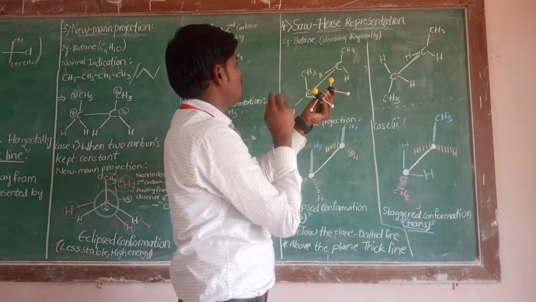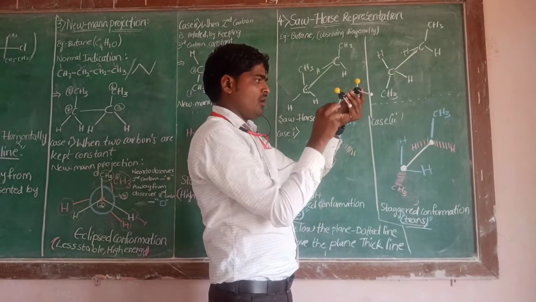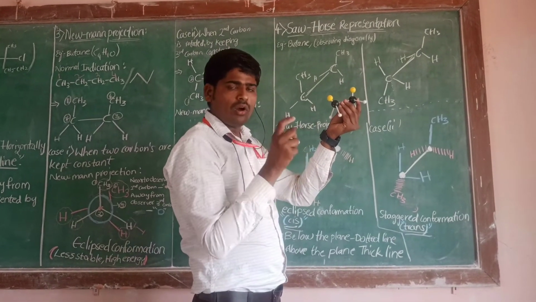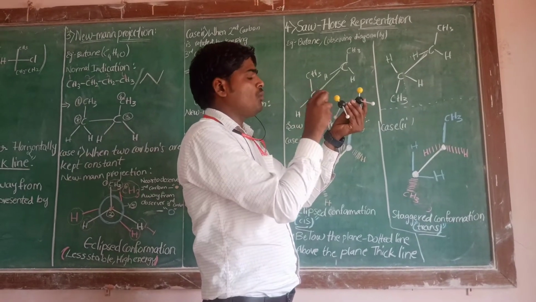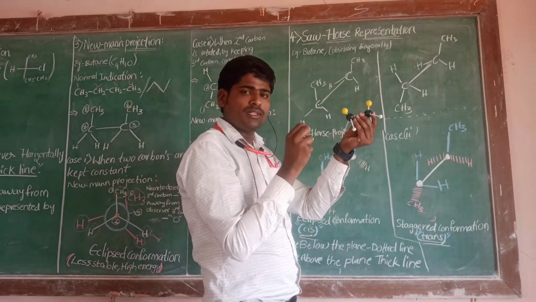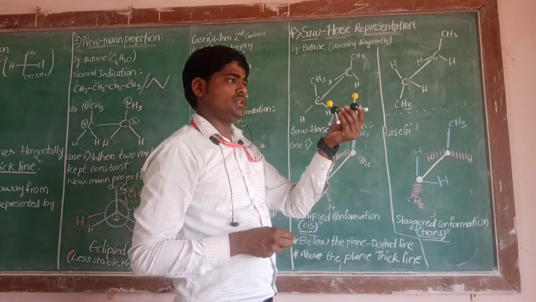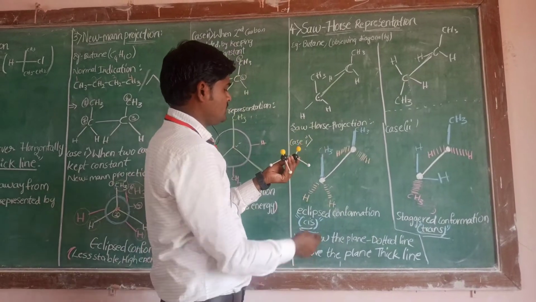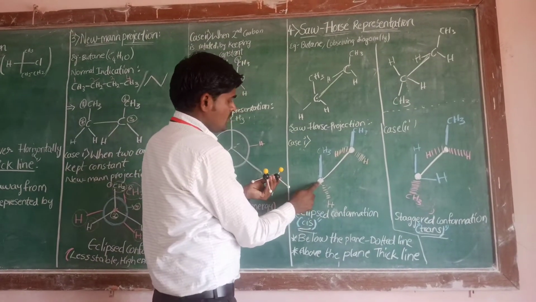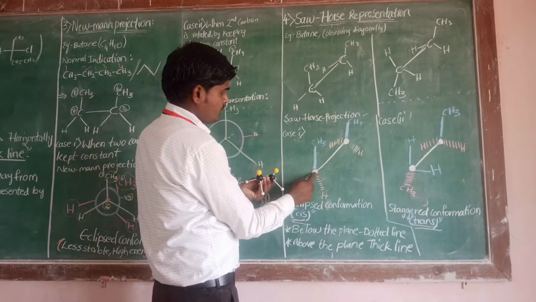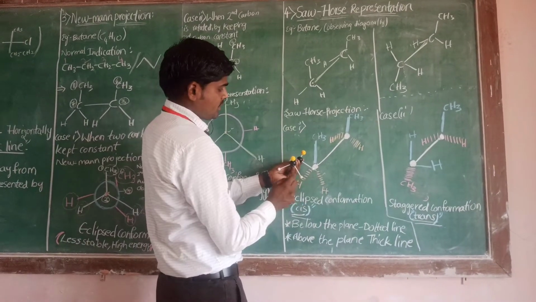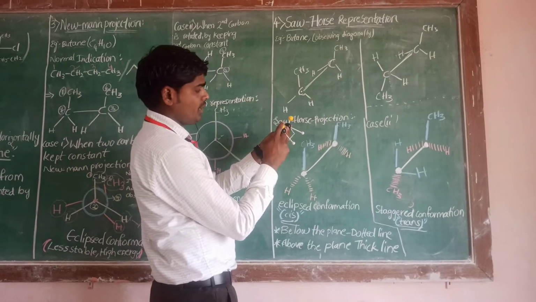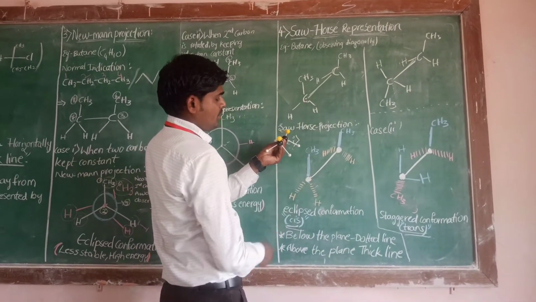Now, as per Saha's representation, atoms in the below position are represented with a dotted line, and atoms in the above position are represented with a thick line. Here is the molecule representation, starting with the first atom. This is the second carbon, and the methyl is above the plane, so it is drawn with a thick line.